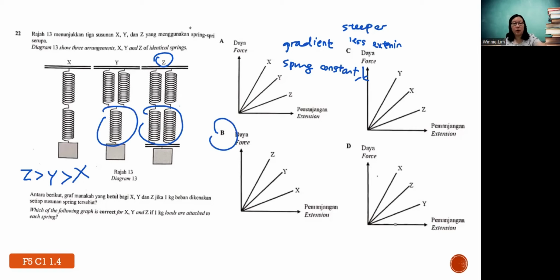Or if you cannot get the idea sometimes, you look at the extension, like the teacher said already, with the same amount of force, then you look at their extension. You see, same amount of force, right? The extension for Z is that much. For Y is that much. For X, wow, they extend the most. Get it?